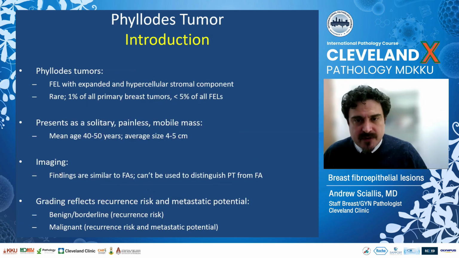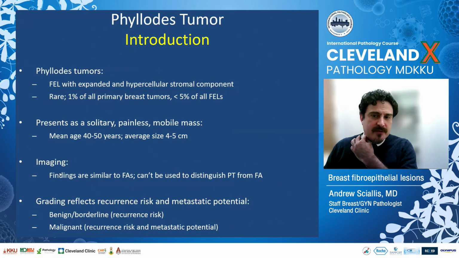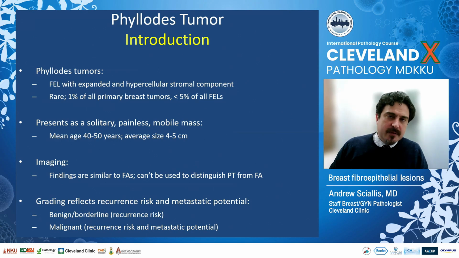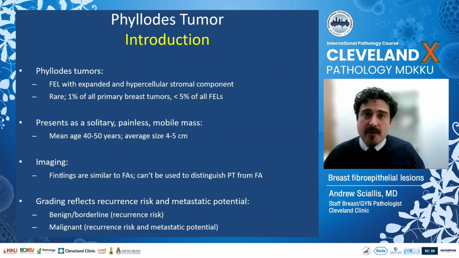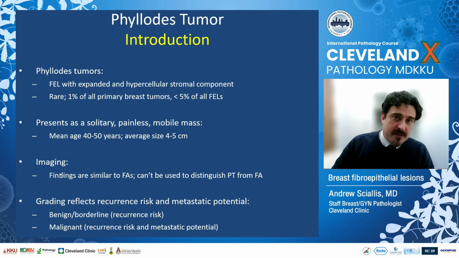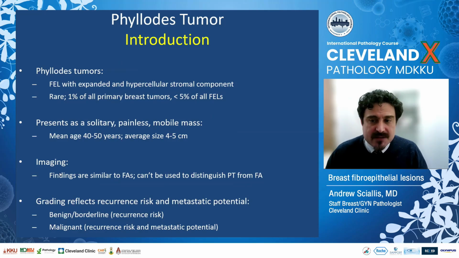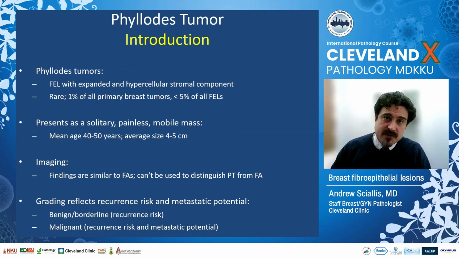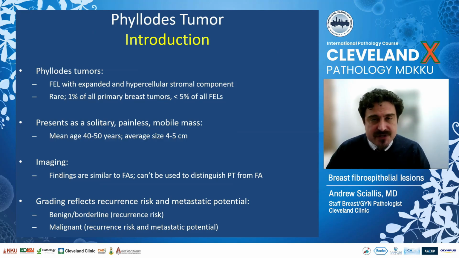So first is just a brief introduction. Phyllodes tumors are fibroepithelial lesions with an expanded and hypercellular stromal component, so something deviates from the background of a fibroadenoma. They're pretty rare, 1% of all primary breast tumors and less than 5% of all fibroepithelial lesions, at least in Western populations. They present as solitary, painless, mobile masses, and I'd be willing to bet that most of them are circumscribed. The mean age is 40 to 50 years. The average size is about 4 to 5 centimeters.